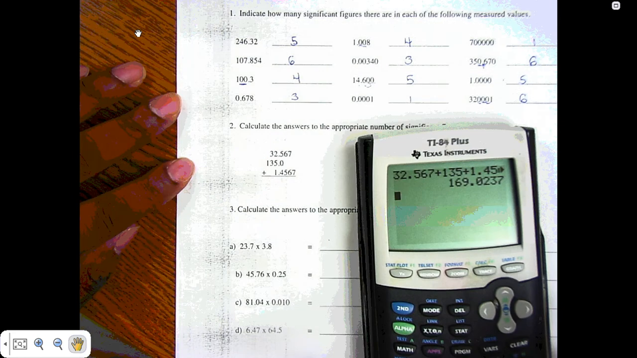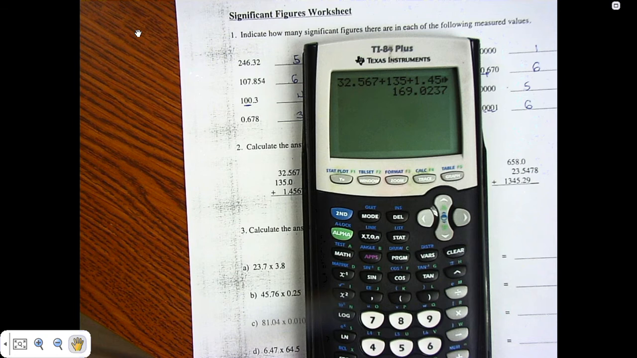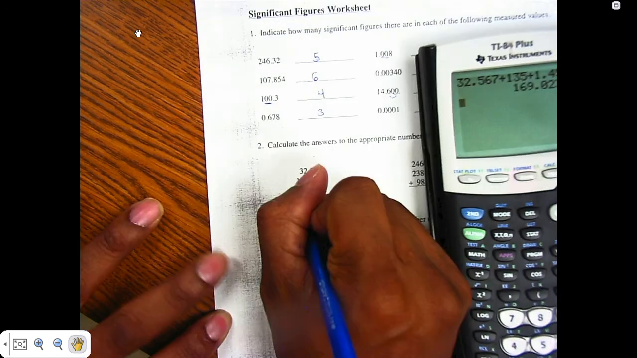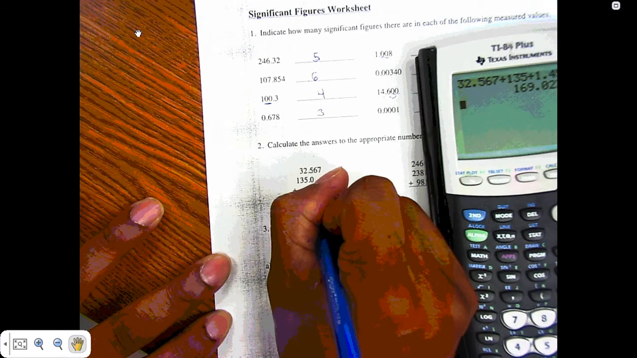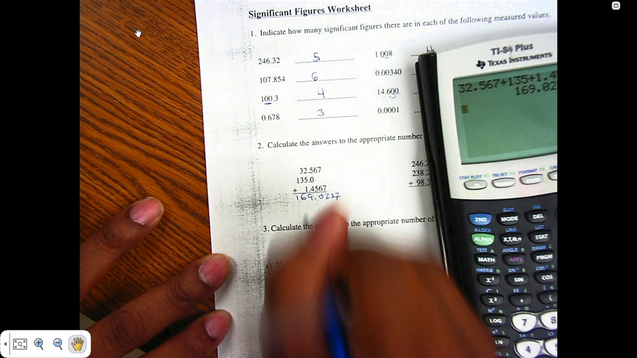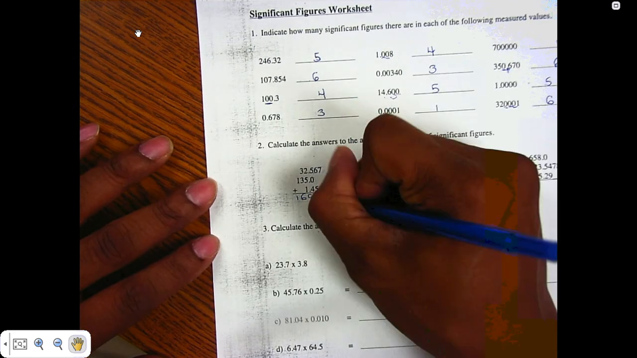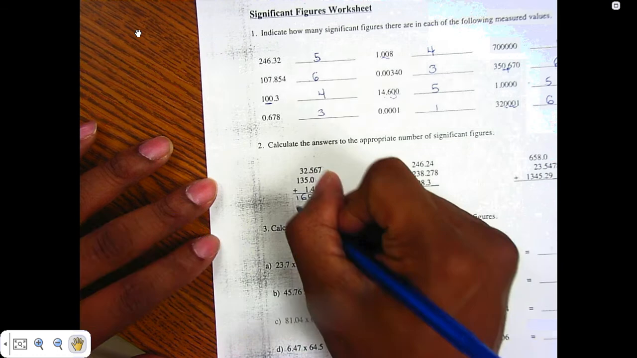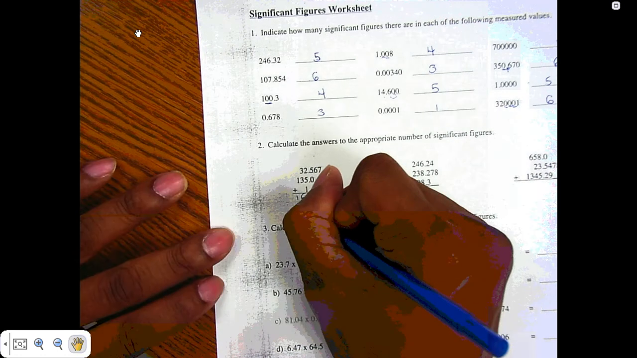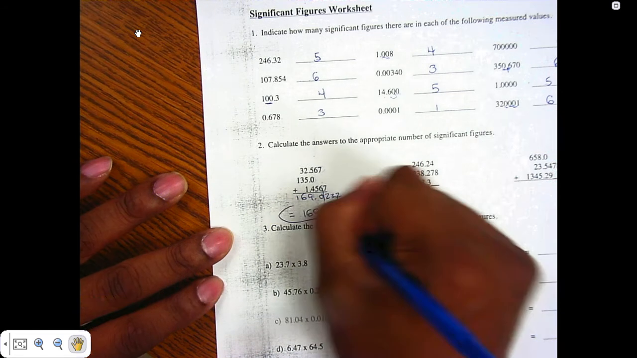And so I end up with my raw answer. Now this is the raw answer, 169.8237. However, even though this is the raw answer, my answer is going to have to be cut off based on that placeholder, right here. So in this case, the answer will be 169.0 for this one.